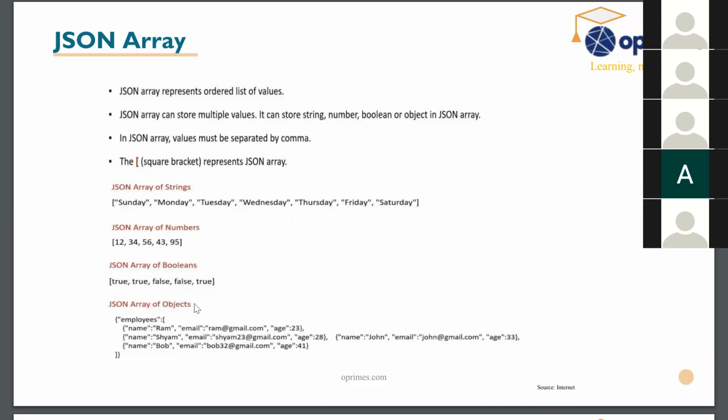This is a JSON array of objects. See, this is one JSON object, and employee is a JSON array. In the employee array, we have multiple JSON objects. This is one object: name is Ram, email is something.com, age is 23. And again one more object: name is Sham, email is something, age is 28. Again we have a third object, a fourth object. A JSON array can consist of multiple JSON objects.